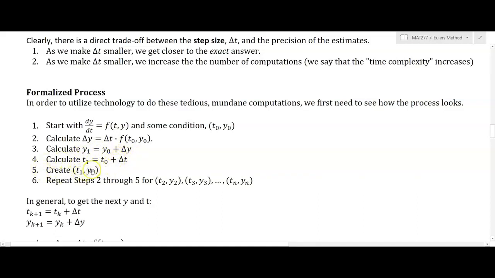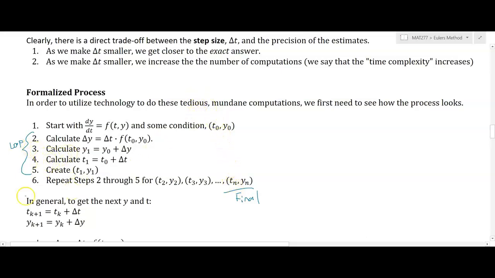So now we have the ordered pair. We put these two values together. We have that new ordered pair that we can now graph. We repeat this cycle from steps 2 through 5. We loop this enough times to get to our final ordered pair. Whatever our stopping point in time is, we continue doing this.